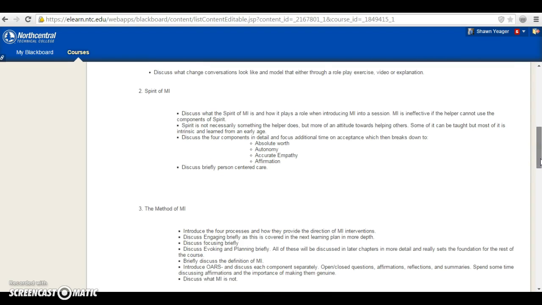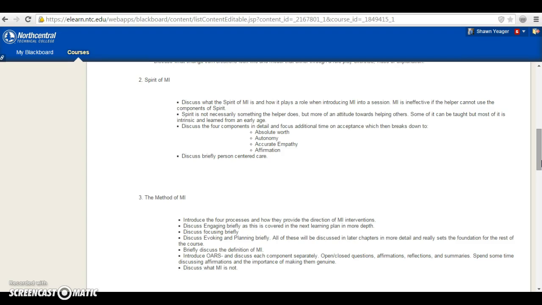All right. So we're going to discuss the first component of MI. And these aren't in any particular order of importance, but it's important to spend time on each of these. So we're going to cover the spirit of MI. When you talk about the spirit, it's kind of an abstract concept, but really it's your attitude about working with people. You could teach people a lot of different skills, but there are some principles that you really cannot teach. It's something that someone either has in them or they don't because it's very intrinsic.